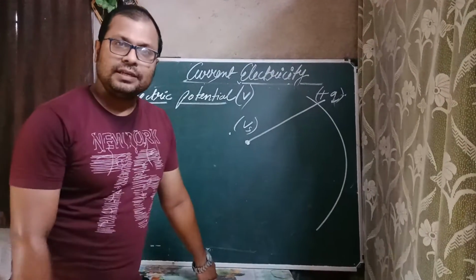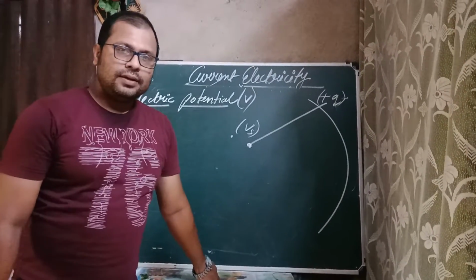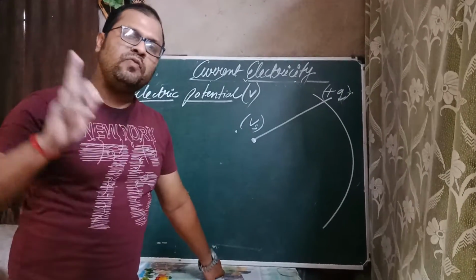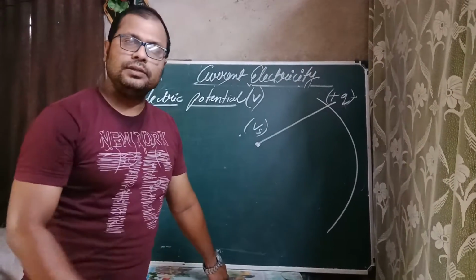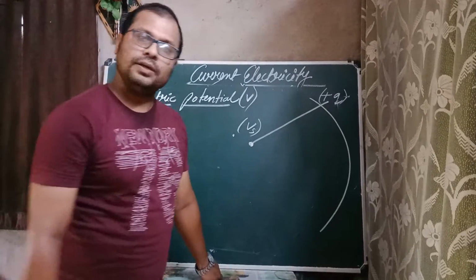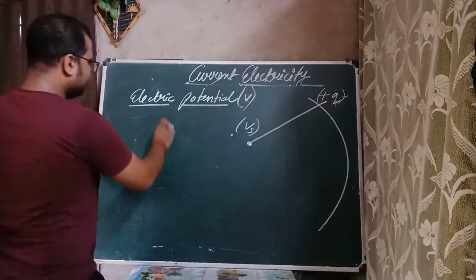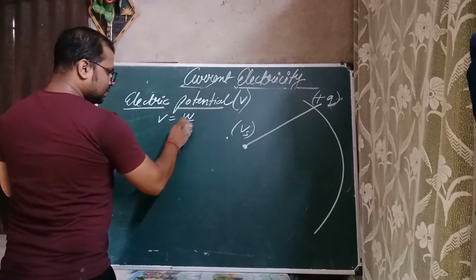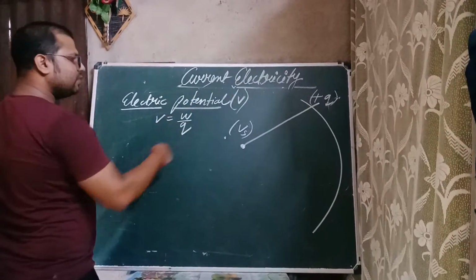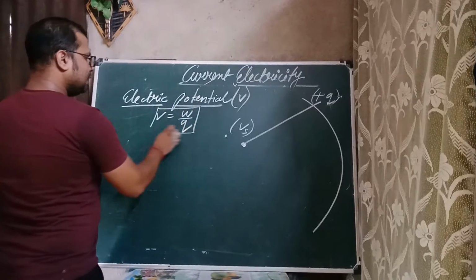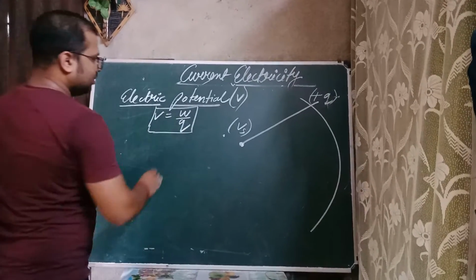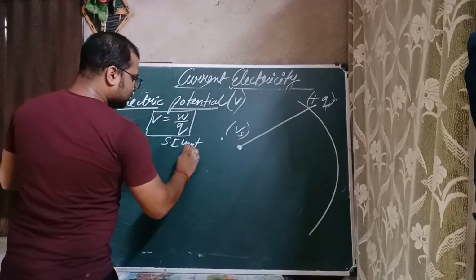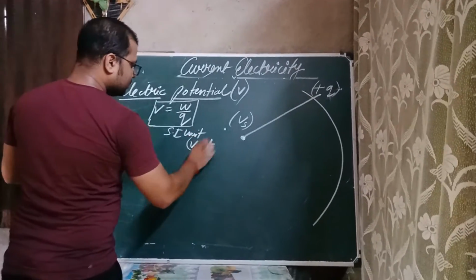It means some work I have done, isn't it? So the work done in bringing the unit positive charge from an infinite point to this known point is known as electric potential. Okay, students? So we can write V is equal to W, that is the work done, by the charge we are bringing. This is the relationship for electric potential. The SI unit is volt. Very simple.